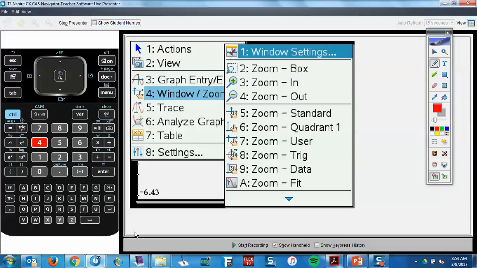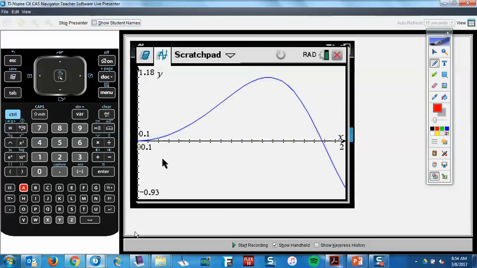Go back to window. We go to zoom fit, which is the A, and it fits our y values for us. So we put in our x min and max, and then we do zoom fit to see the rest of the graph.